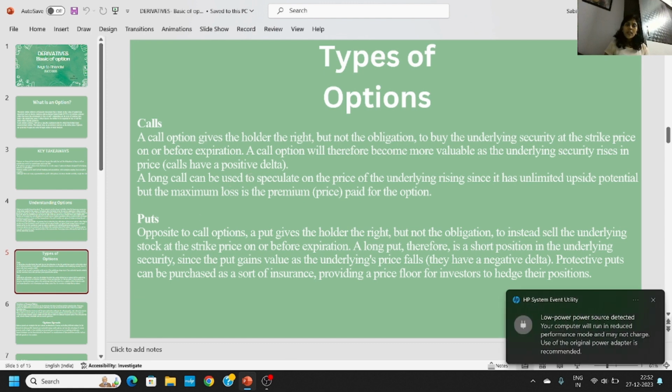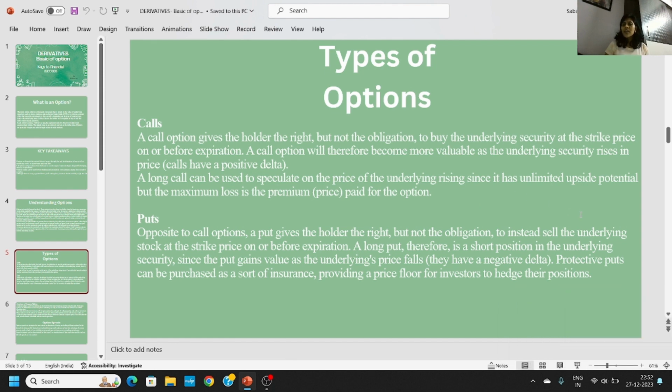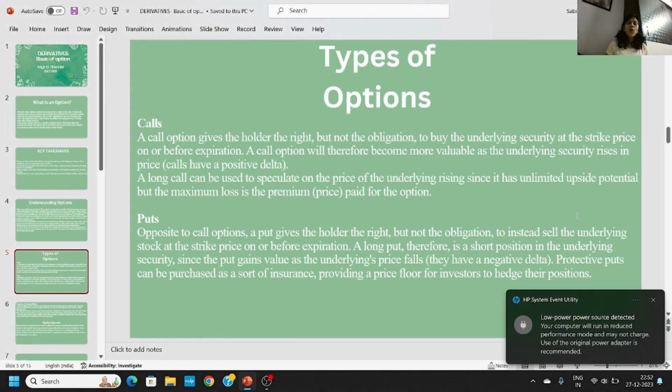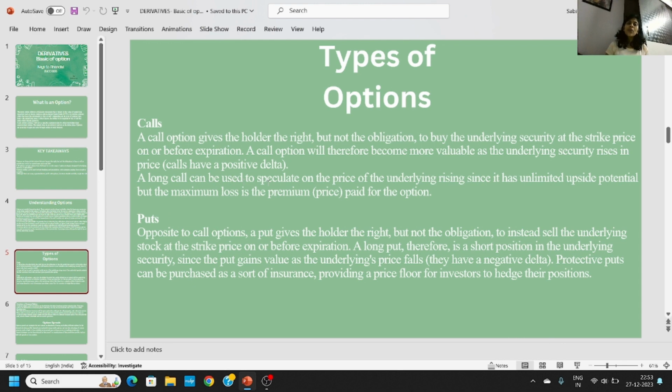A long call can be used to speculate on the price of the underlying rising, since it has unlimited upside potential. But the maximum loss is the premium paid for the option. Call option means if I am buying an option, what is my thinking? I feel that the market will go up, and for that only I am buying a call option. So that is the only thing. A long call can be used to speculate on the price of the underlying rising since it has unlimited upside potential.